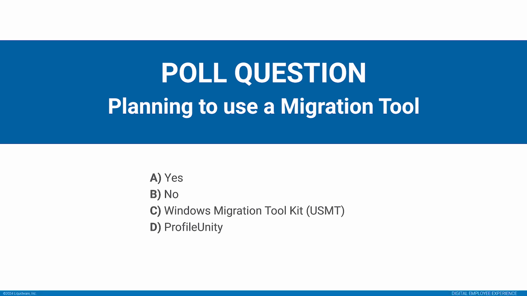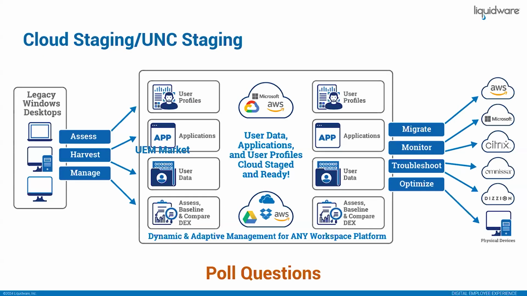What we usually find is that customers who answered no in the past will at some point run into an issue where they've lost something they can't get back, something imperative, intellectual property of the company. That's usually when those organizations start looking at something like ProfileUnity and say, we need to start taking our migration seriously now because it physically affected our bottom line. Yep. So those are great, and thank you for participating in the poll.